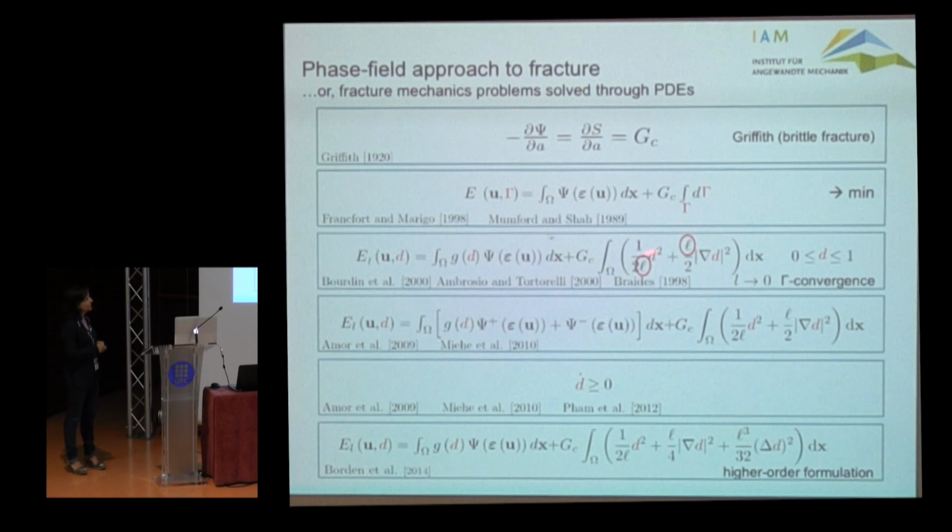So this is the Ambrosio and Tortorelli functional. It contains the phase field and the gradient of the phase field. And since this is now a volume integral, no longer a surface integral, we also have a length scale coming into the picture. And this length scale l plays an important role. I will show you more about this in the future slides.